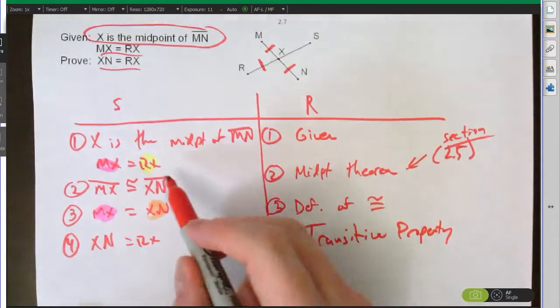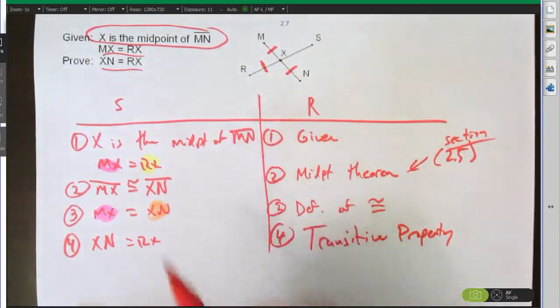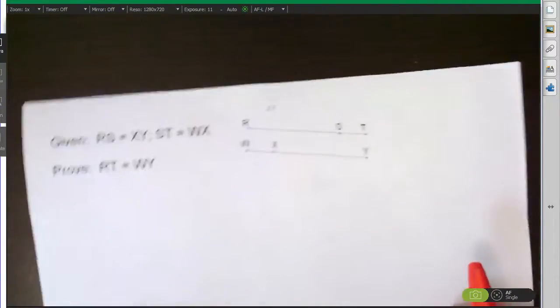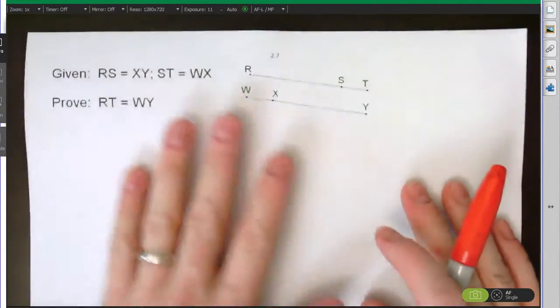If two things are equal to the same thing, they're equal to each other. Okay. All right then, last problem we're going to solve. This is the toughest one. This is the one that takes the most work.